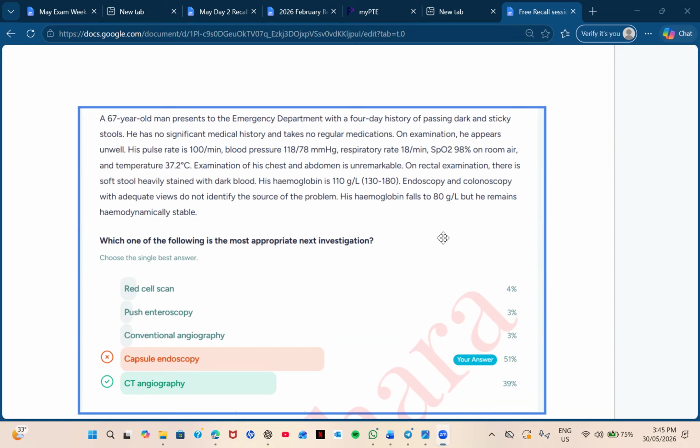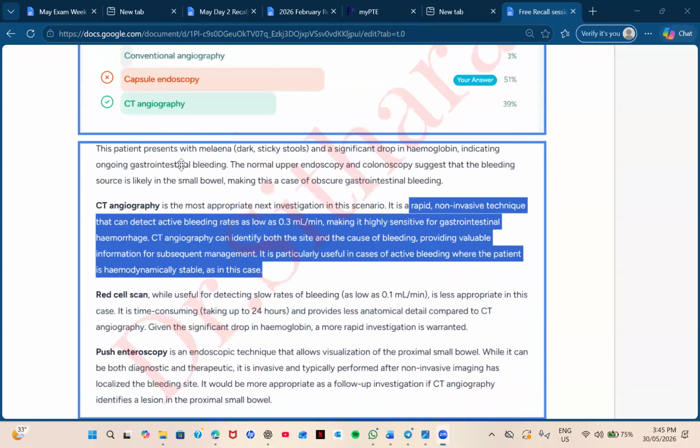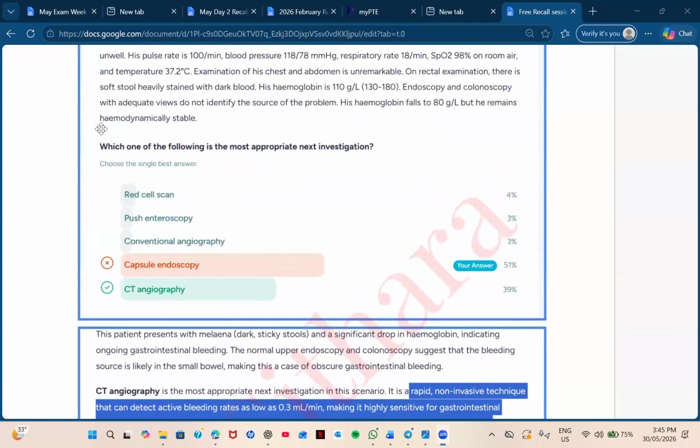Because in the previous when I was asking, you said, okay, if unstable, go with CT angio. If it is stable, go with capsule. That is not the way of proper theory, right? That is not the proper theory. So how you should consider? Hemoglobin level falls to 80 from 110. That means there's an active ongoing bleeding. So let's see. And here they have mentioned the patient is hemodynamically stable, right?